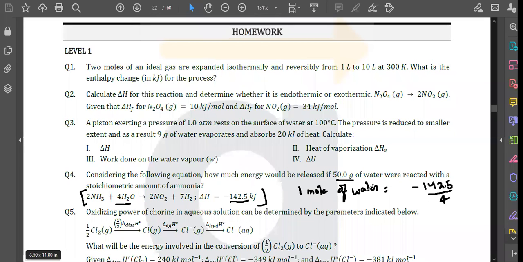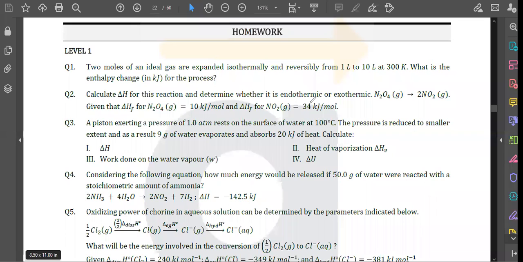Now, it is given that we have 50 gram of water. So 50 gram of water divided by 18, because molar mass of water is 18, is the number of moles of water used. So the amount released will be number of moles of water into energy produced per mole of water. So this would be your answer. Okay, everyone, got this? Shreya, you got this? You can solve this, you will get the answer.